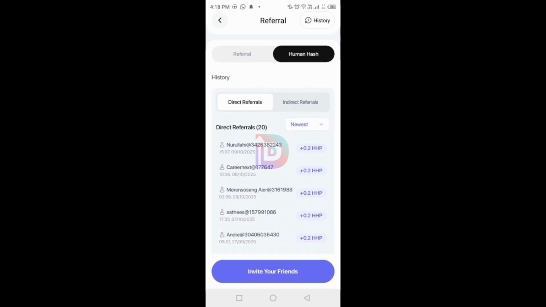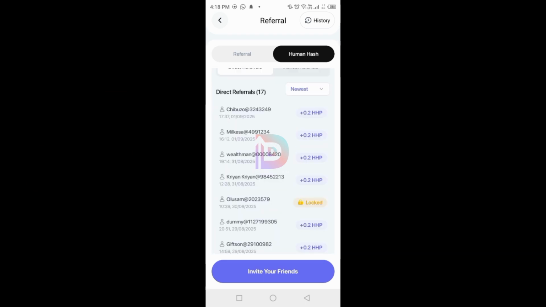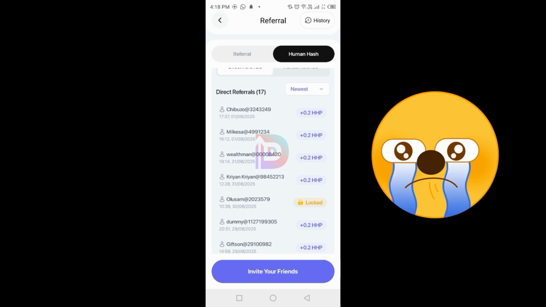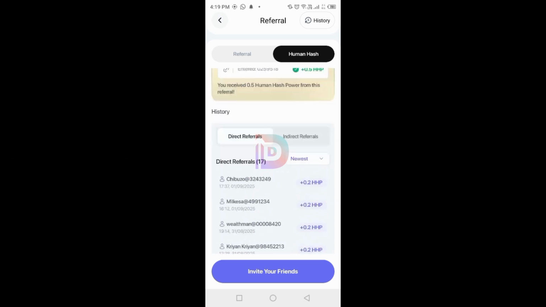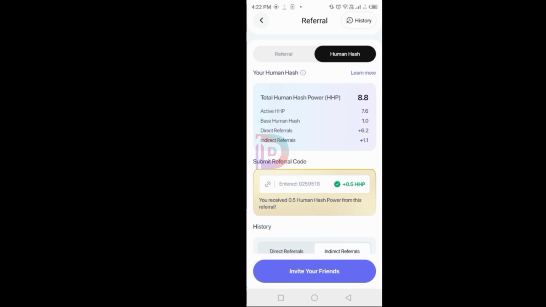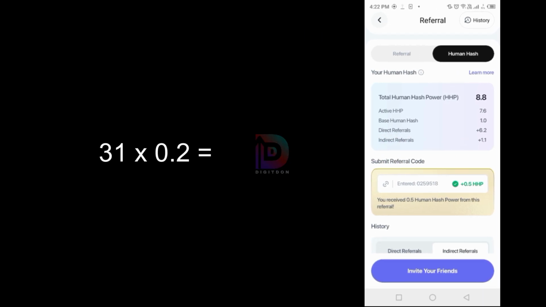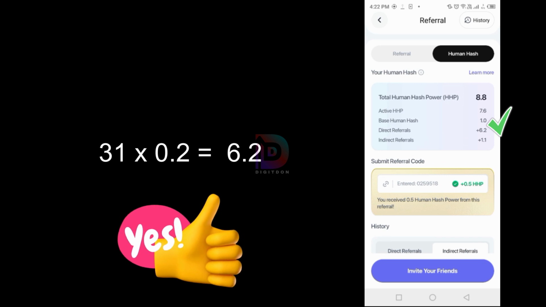Look here. This is the list of my total direct referrals. They are 37 in total, but 6 of them haven't completed KYC yet, hence are locked, which means only 31 are officially counted under my referral code. As per InterLink's rule, I receive 0.2 HHP for each fully KYC verified direct referral. So, 31 multiplied by 0.2 gives a total of 6.2 HHP from direct referrals. And yes, you can see that InterLink is showing the same on my screen.